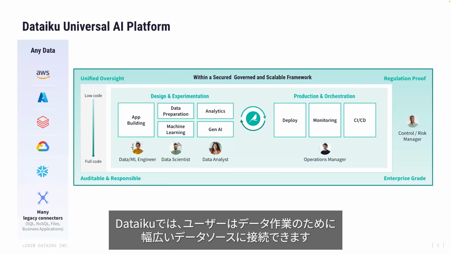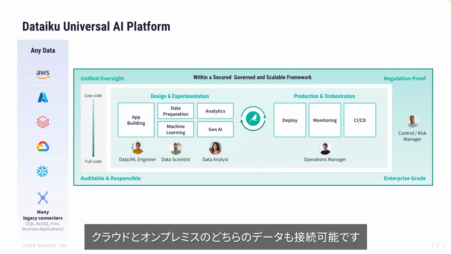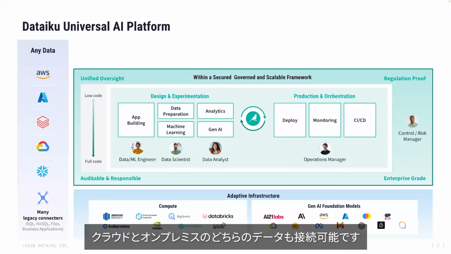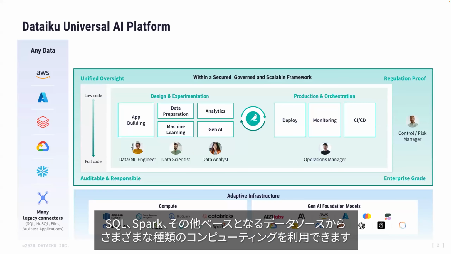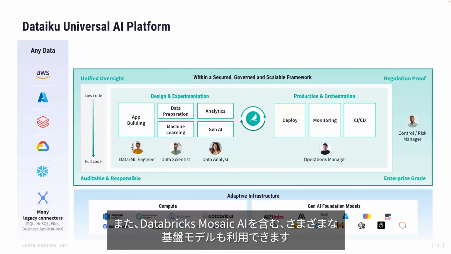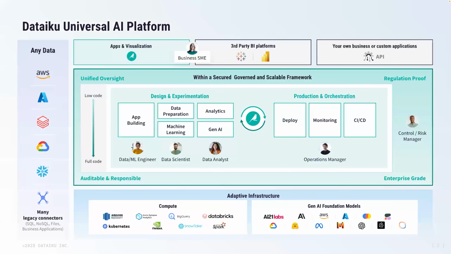Dataiku can connect to a wide variety of data sources, both cloud and on-prem, for users to work with data. And Dataiku is very flexible from a compute and model architecture perspective, connecting to various types of compute from SQL to Spark and other base data sources, and different foundation models, including from Databricks Mosaic AI.